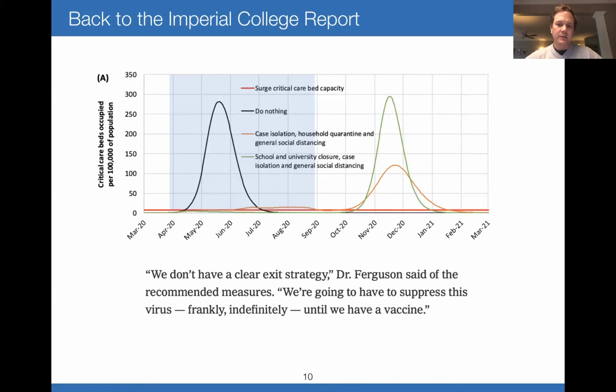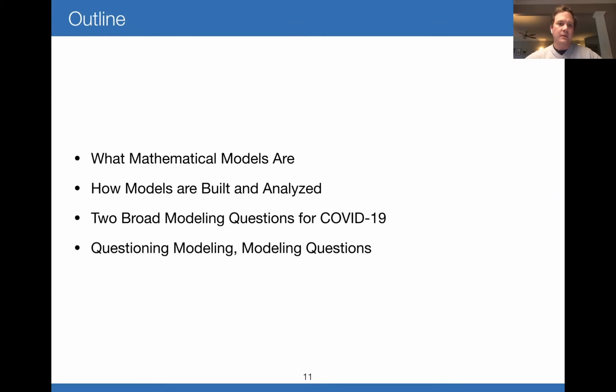And according to Dr. Ferguson, who is the developer of this model, he said that we don't really have a clear exit strategy based on these recommended measures. We're going to have to suppress this virus, frankly, indefinitely until we have a vaccine, until we have some sort of biological or clinical mechanism to prevent the virus.